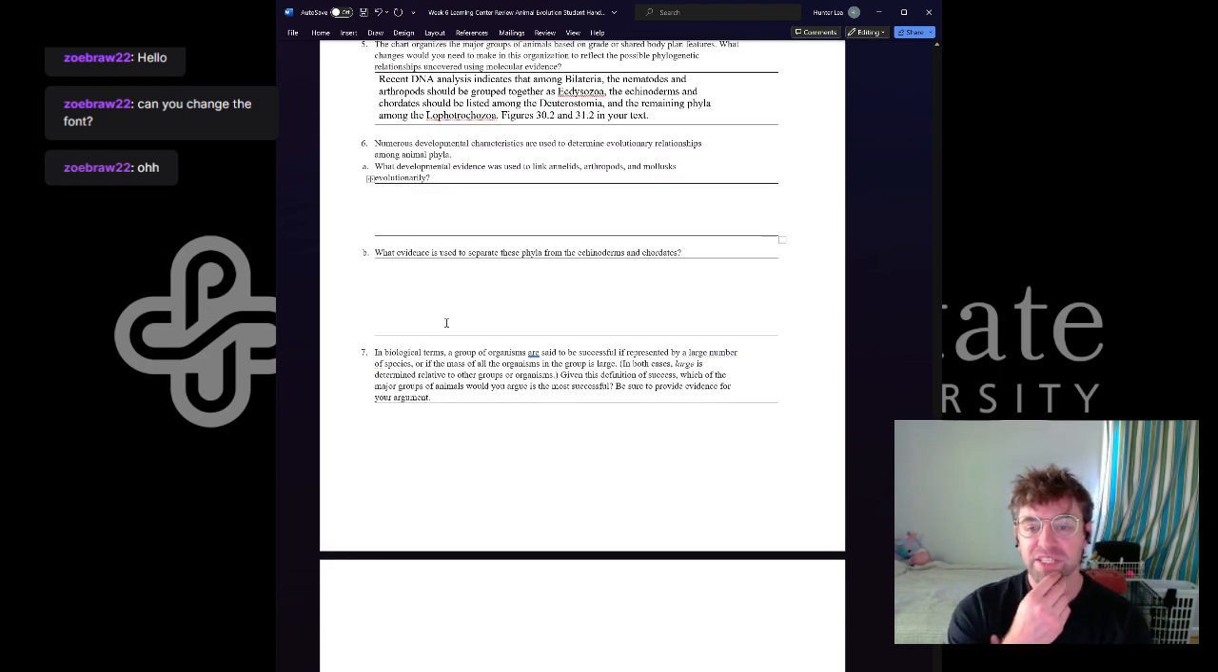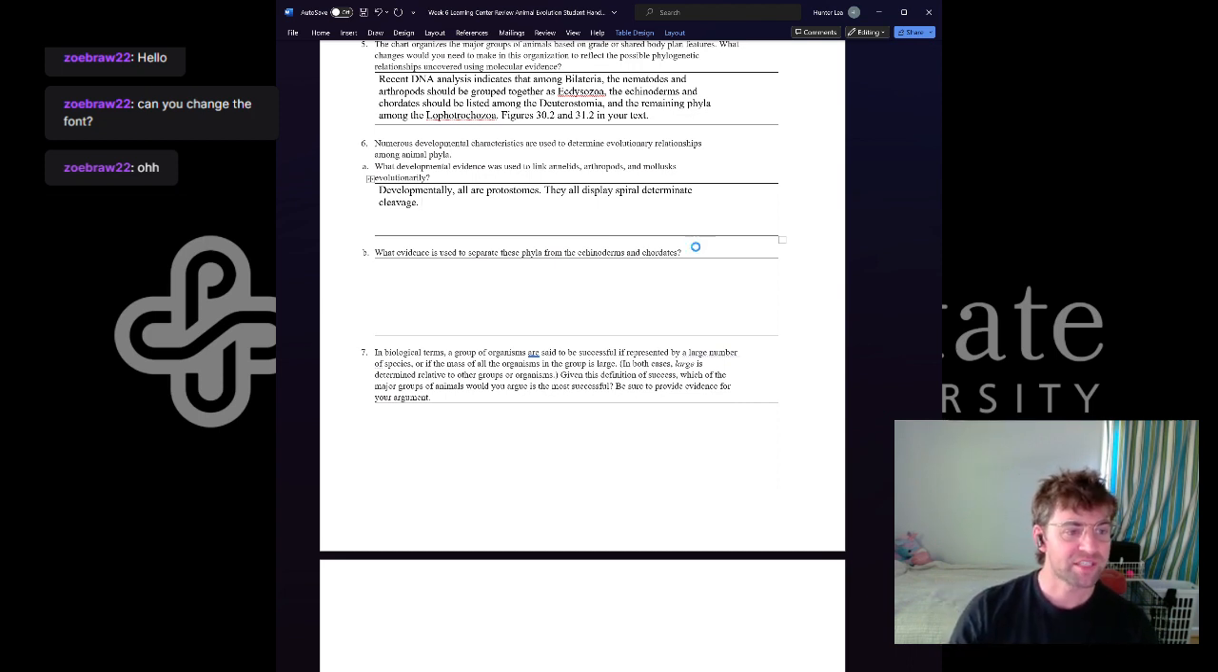Numerous developmental characteristics are used to determine evolutionary relationships among animal phyla. What developmental evidence was used to link annelids, arthropods, and mollusks evolutionarily? All are protostomes. I believe this means that the mouth forms first. They all display spiral determinate cleavage. So, spiral determinate cleavage, and in the developing digestive tract, the blastopore becomes the mouth.